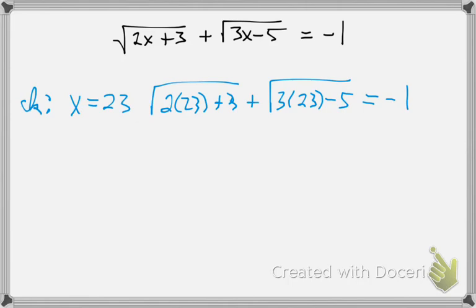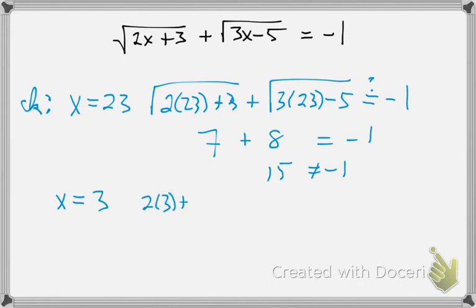2 times 23, 46, plus 3, 49's principal square root is 7. 3 times 23, 69 minus 5, 64, which has 8 as its principal square root. 15 is not negative 1, so that didn't work. All right, again, if it had just been a minus in there, it would have worked. So we go back and we try 3. I'd forgotten I had to check.